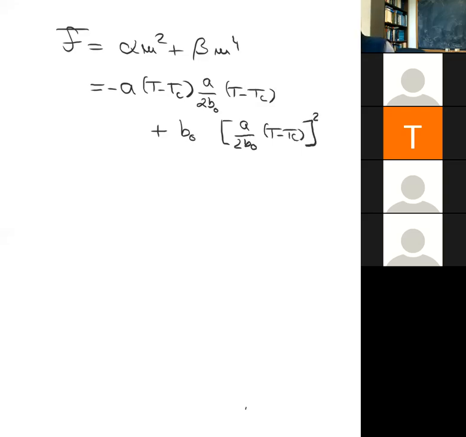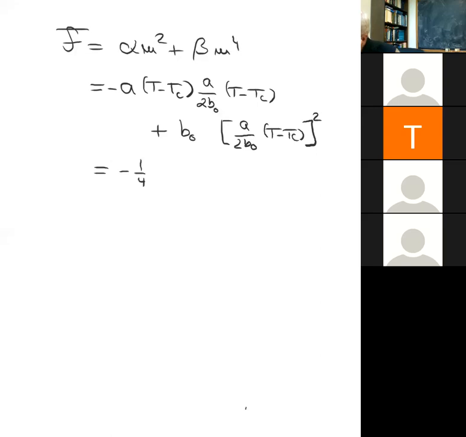You see that the 2 terms actually have the same structure. They're both proportional to a squared over b times (T minus Tc) squared. One has a coefficient that's a quarter plus a quarter. The other one has a coefficient that's minus a half. So overall, they have a coefficient which is minus a quarter.